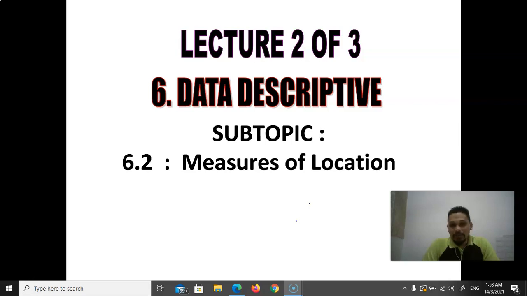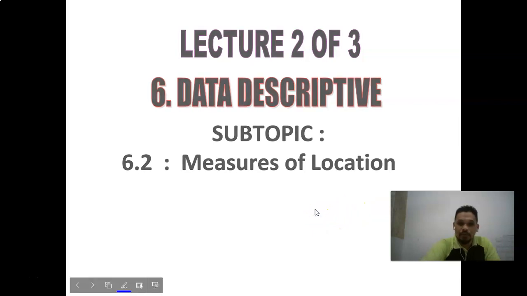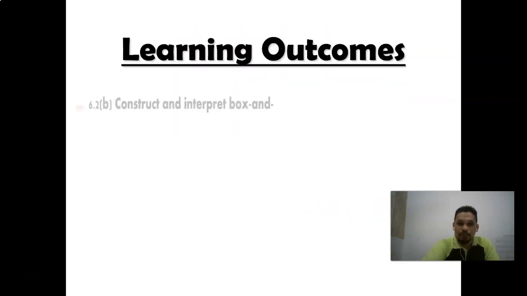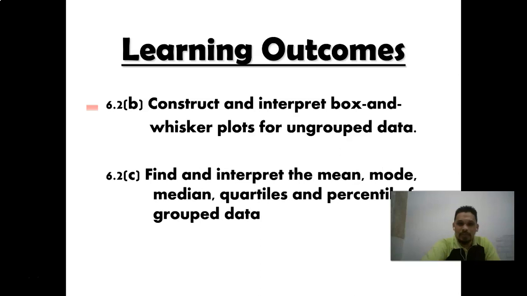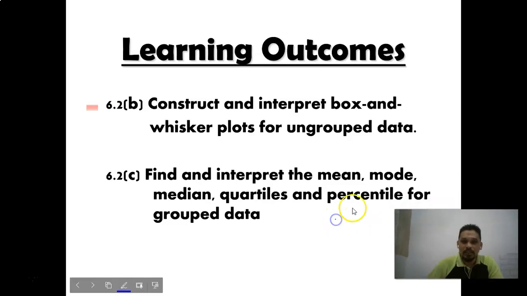So today we are going to discuss the second part of our lecture for topic 6, data descriptive, and 6.2, measures of location. In this video we are going to construct and interpret box and whiskers plot for ungrouped data and find interpretation of mean, mode, median, quartiles, and percentile for group data.